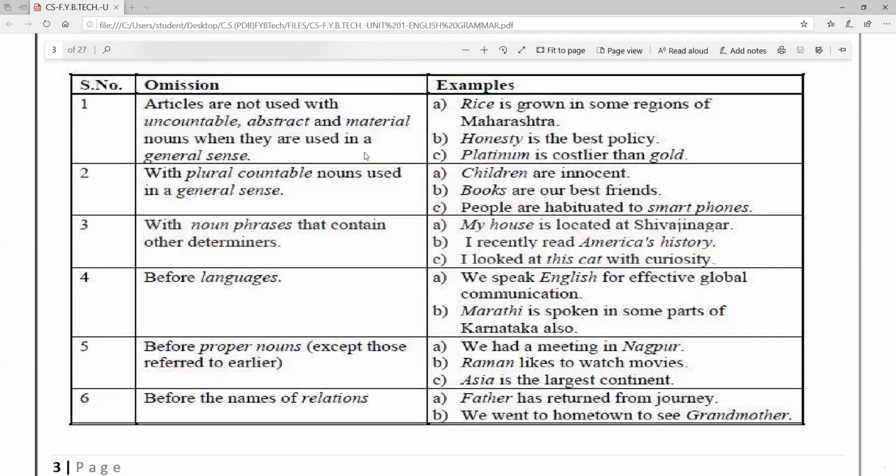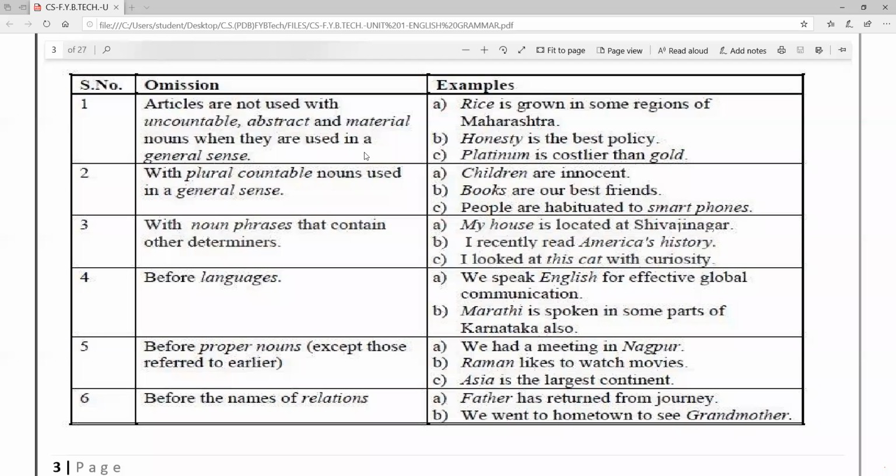Then see the second one, with plural countable nouns used in general sense. अनेक वचनी, ओके, मोजता येणाऱ्या नामांपुढे सुद्धा आपण काय करू शकतो तर आर्टिकल वगळू शकतो. केव्हा? जेव्हा आपण ते जनरल सेन्स म्हणजे पूर्ण जगाला जेव्हा लागू होतं ते त्यावेळेस आपण आर्टिकलचा यूज करायचा नाही.